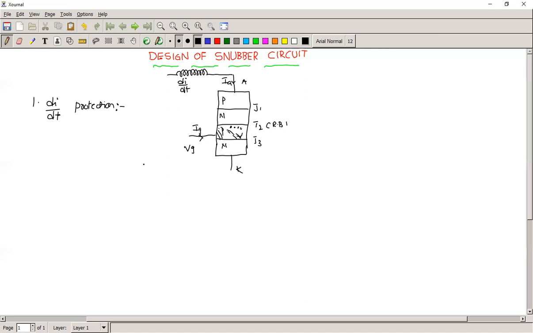Why does this inductor give that protection? The inductor does not allow a sudden increase or sudden decrease of the current. That is the inherent property of the inductor. Another protection is the dV by dt protection. These two protections are very, very important.